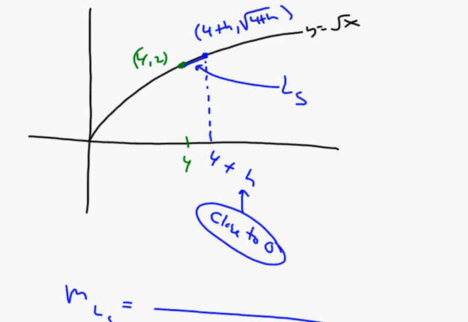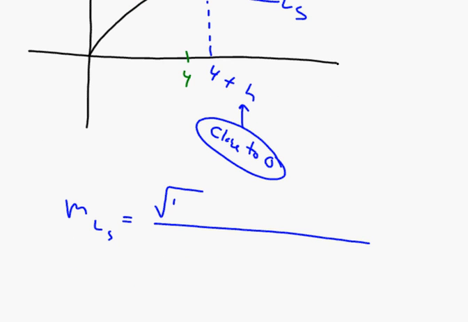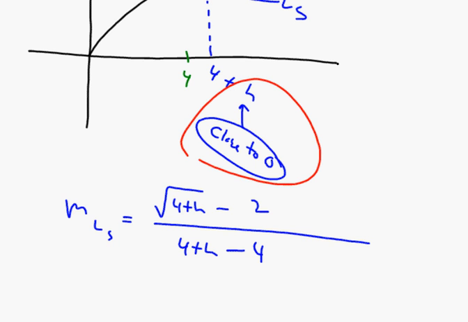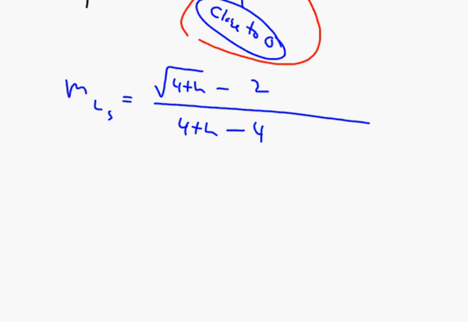So now we're ready to write the slope of our secant line. So it's going to be the square root of 4 plus h, minus 2, over 4 plus h minus 4. Okay, so that's the slope of our secant line. There's just one subtle little piece missing, and that is we need to write down somehow that h is close to 0. But we have a way to do that we've studied. We have a way to indicate to someone that we want h to get close to 0.